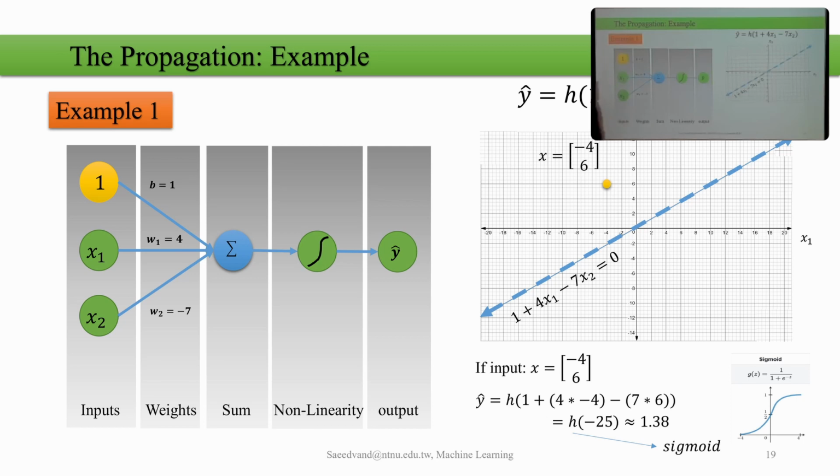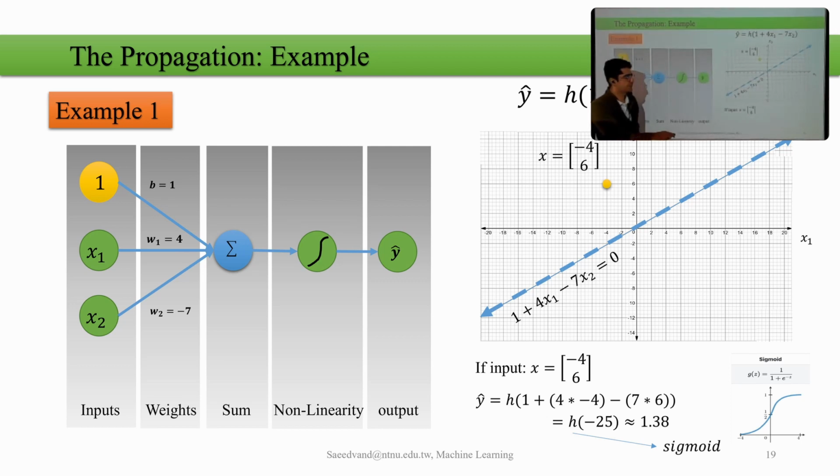Now I want to adjust these weights so that for different inputs, this line can fit the model that I have. The whole problem that I want to solve is figuring out these parameters over here, exactly the same as linear regression.